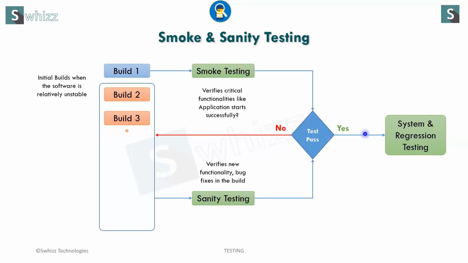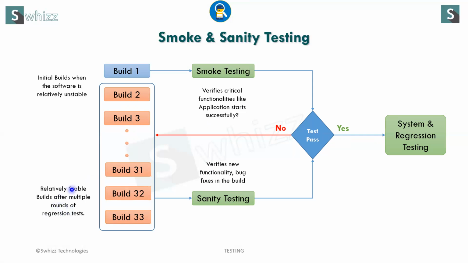So again, you have to perform the in-depth testing. If you still find any bugs, this process will be repeated until you reach a considerably stable build. Until you get a relatively stable build after multiple rounds of regression testing, you have to repeat this process. So this is the way smoke and sanity testing will be performed on the builds.